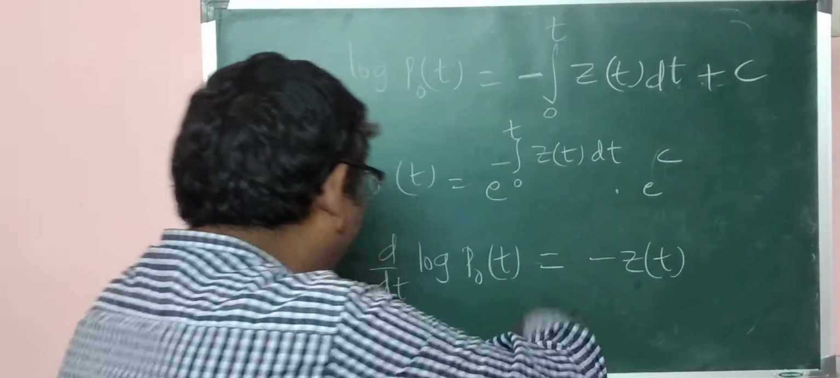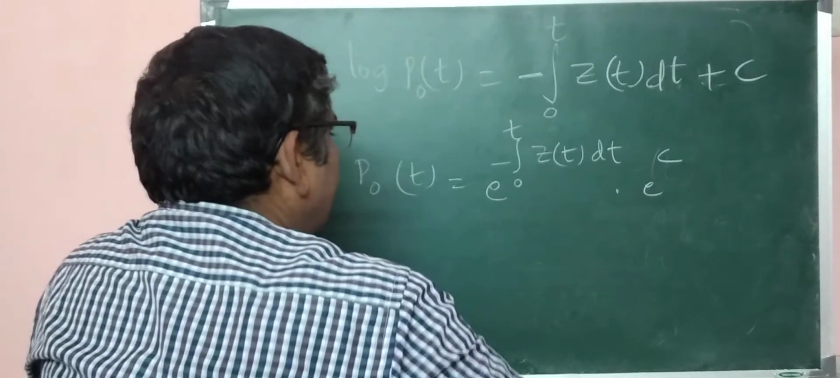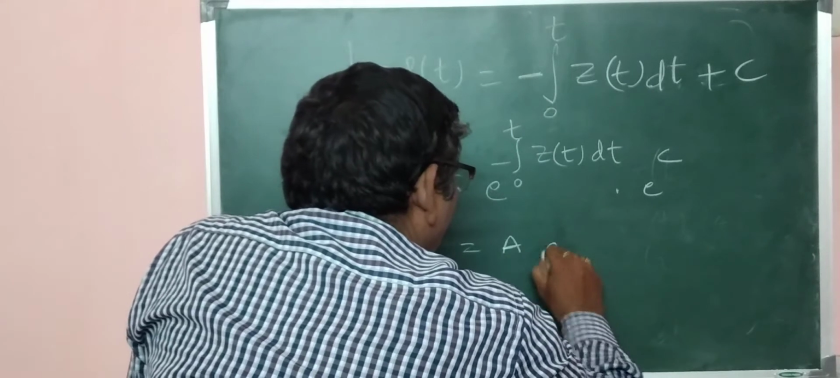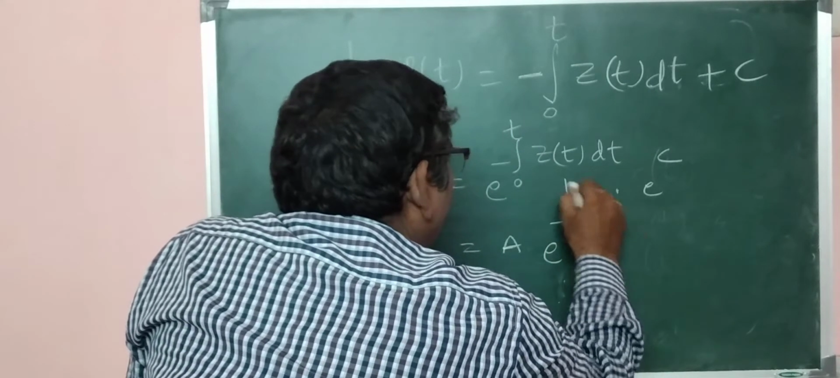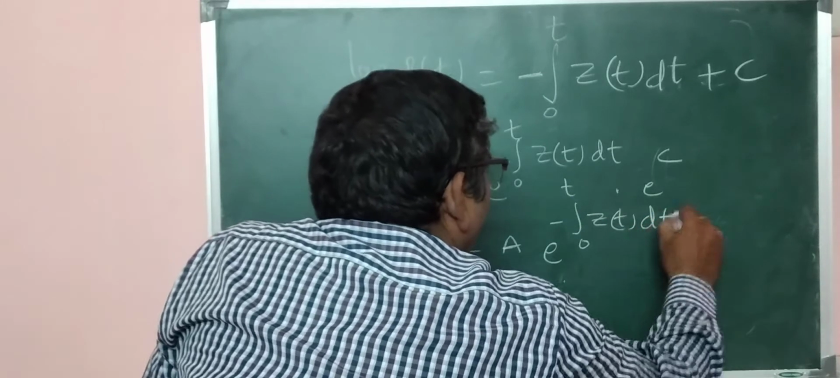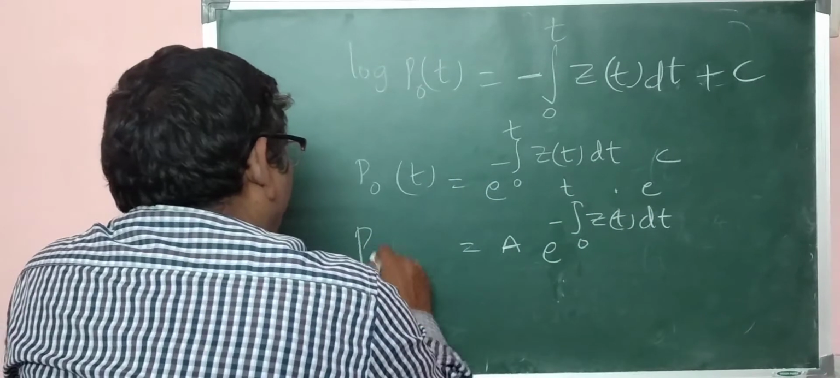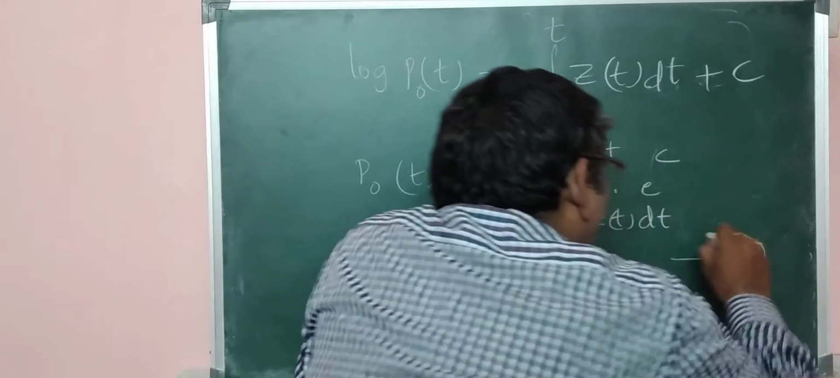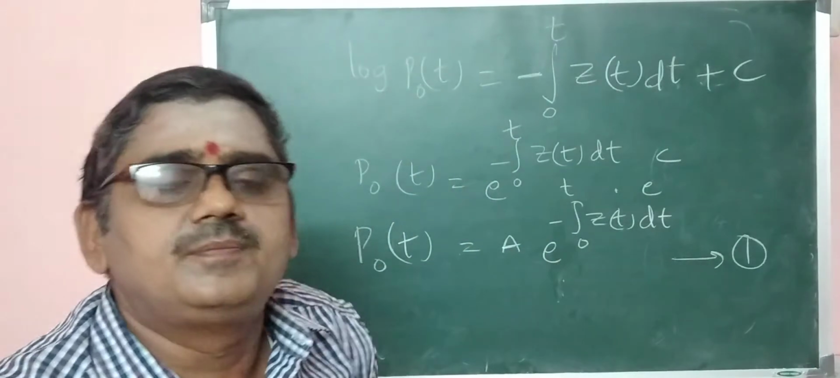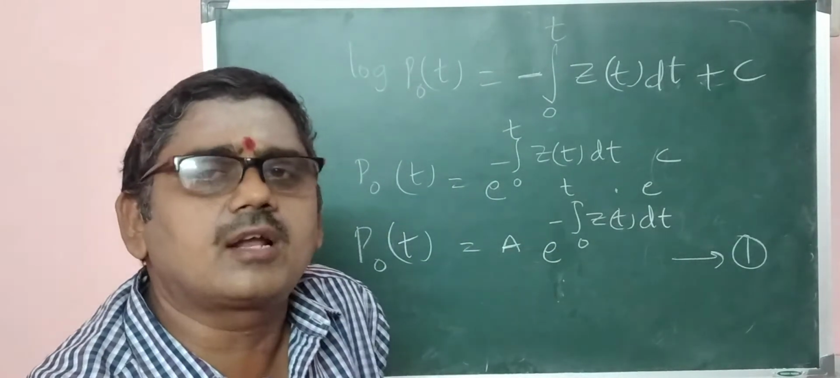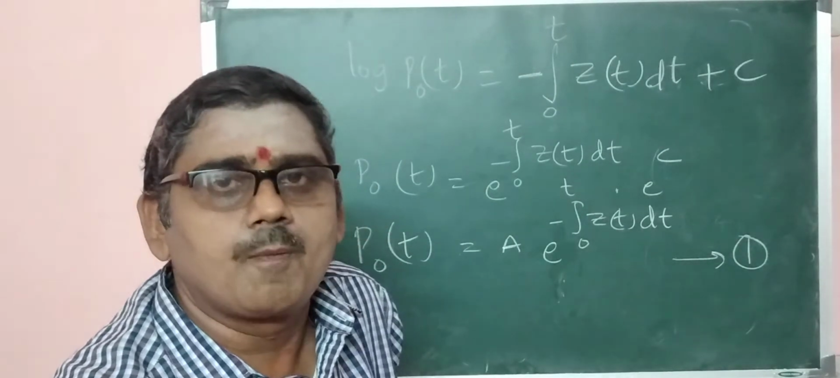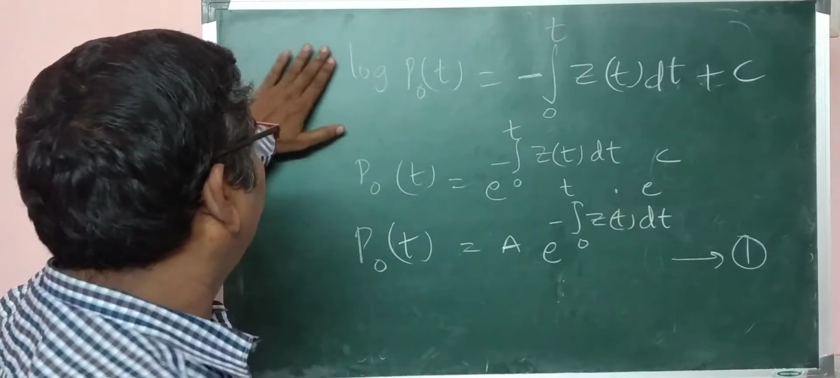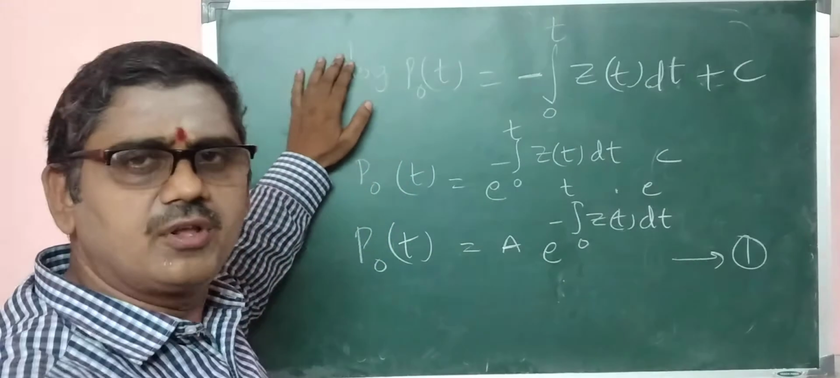Let us consider e power c a constant, so that it is a into e power minus integral 0 to t z of t dt. What is this? P naught of t. Clear? So let us consider this equation 1, where a is an arbitrary constant. Now you have to calculate the arbitrary constant and substitute the value. It is very easy. Hope you are able to follow this.